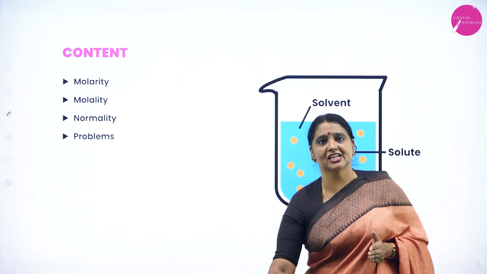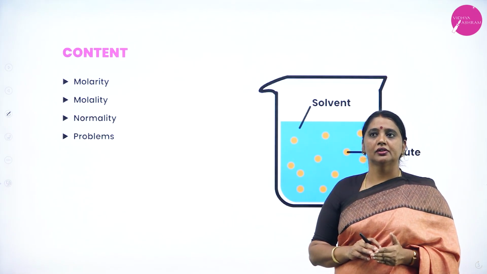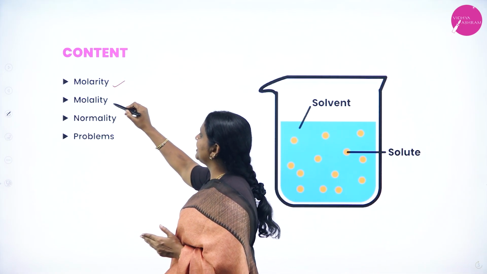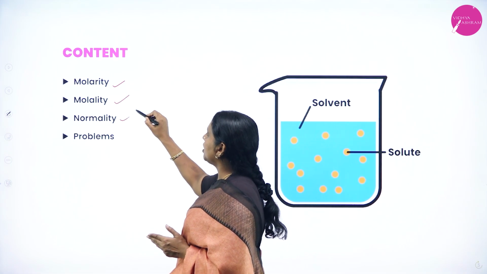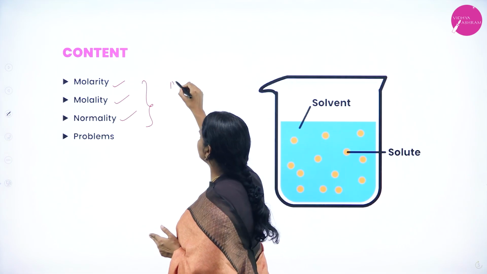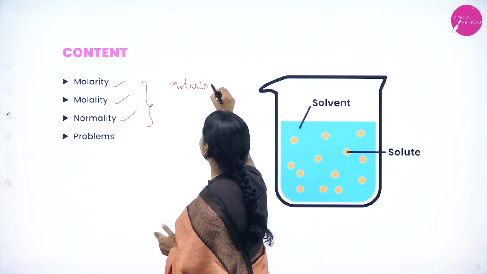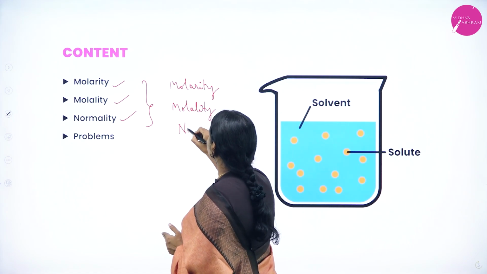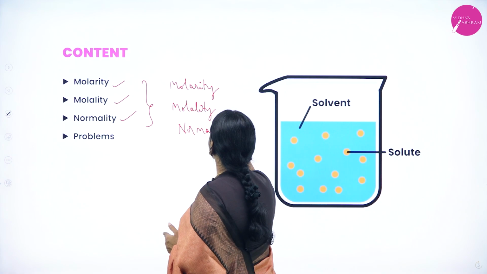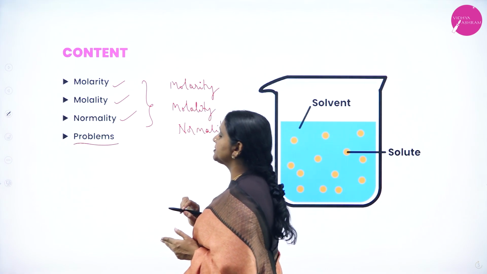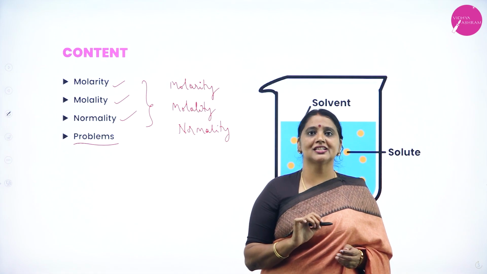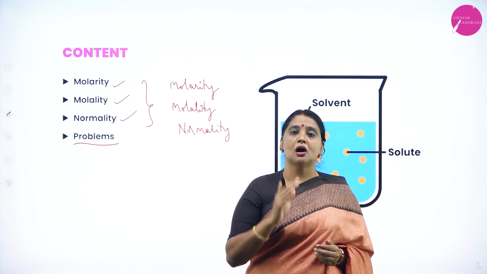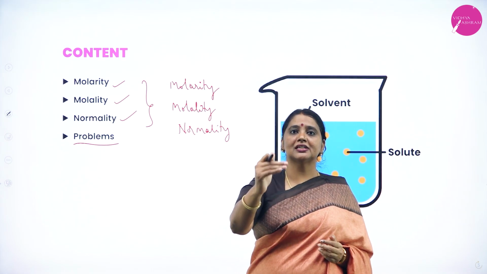Today, in the second session, I am going to discuss 3 more units which are used to express concentration. First one molarity, second one molality, third one normality. What are the 3 important units? First one molarity. Next, molality. Last one, normality. And I am going to discuss a few problems related to concentration, how concentration is calculated. Once again I will repeat, what is concentration? Concentration is the amount of solute dissolved in a given quantity of solution.